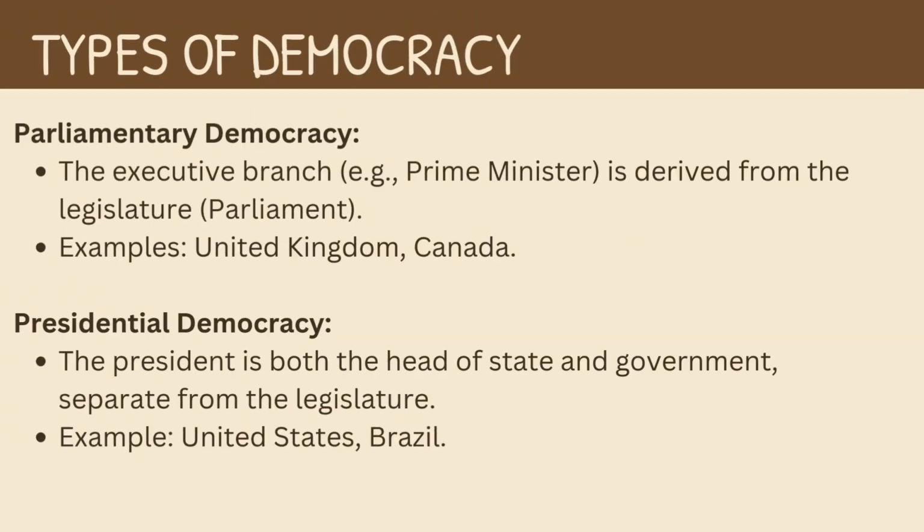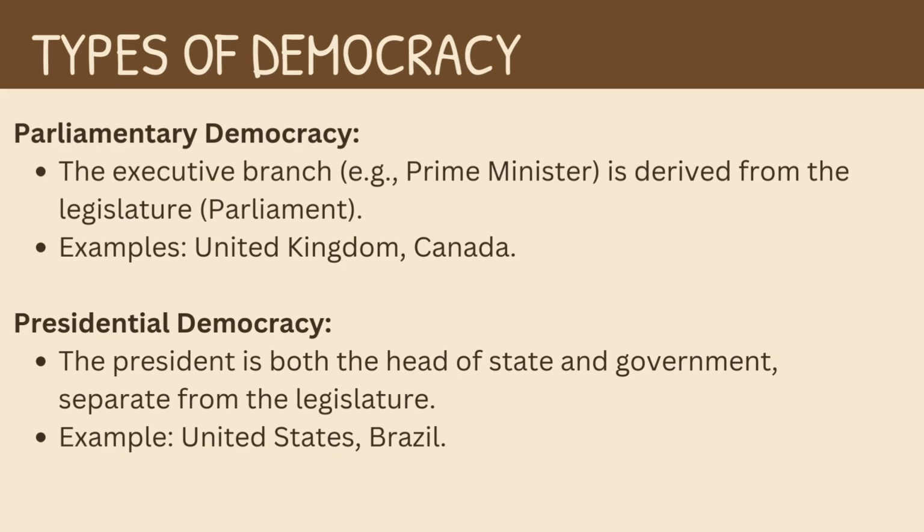Another way to split them are parliamentary democracy and presidential democracy. In a parliamentary democracy, the executive branch, so for example, a prime minister, will be derived from the legislature. This means that people will vote for a legislative body such as parliament, and then parliament will name the leads of the executive branch, the prime minister, as happens in Canada and the United Kingdom.